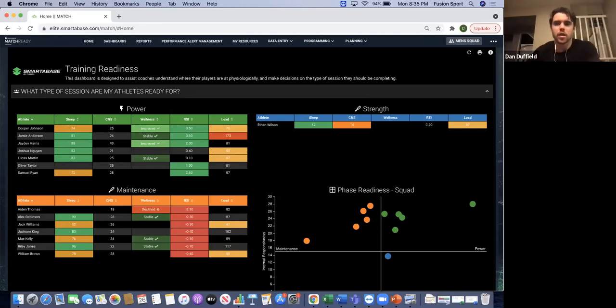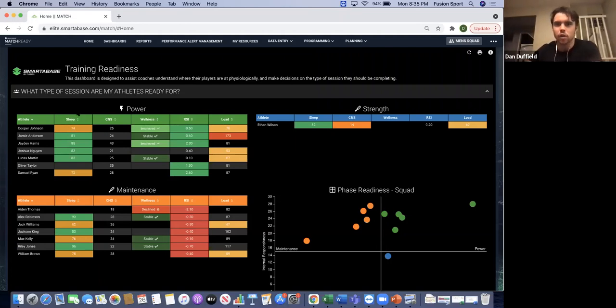So what you'll see on the visual we're looking at here is three main tables, and what each table represents is the type of training session that the athlete is able to do, based on the data that we've collected on them. Within each of these tables, you'll see they're pretty much the same except for the colors that represent them. But we've got 5 data sets.